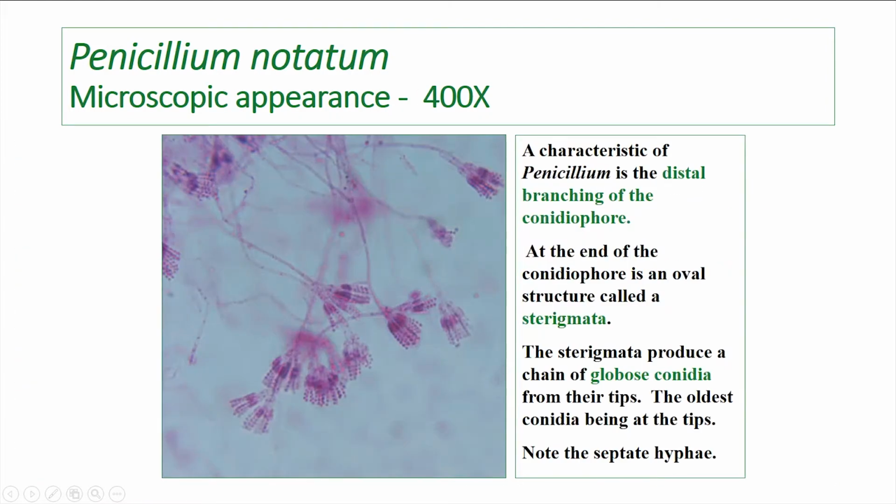You can see the tick marks quite clearly here. So that means it's septate hyphae. This is the conidiophore that holds up the head. You can see the sterigmata right here, which produce the globose conidia in chains. And it kind of looks a little like fingers.